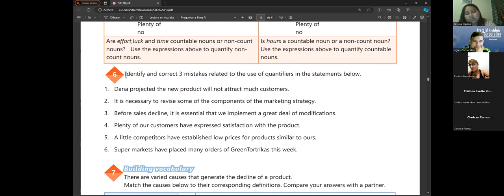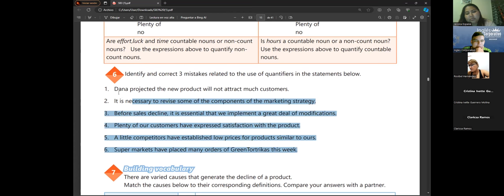Okay, it says, identify and correct three mistakes related to the use of quantifiers in the statement below. You will read six sentences, and you have to find three mistakes. So I'm gonna give you 4 minutes to read the sentences, identify the mistakes, and then you have to share with us, okay? 4 minutes. It starts now.